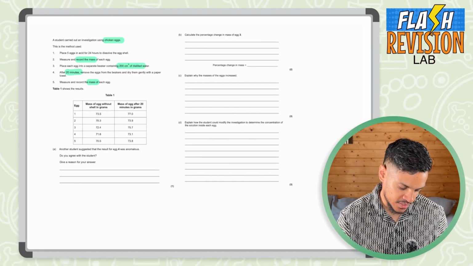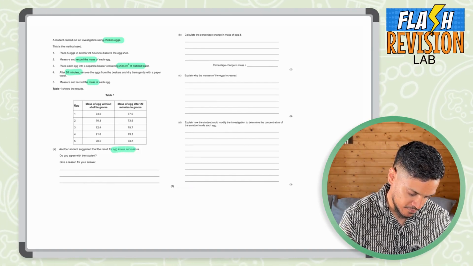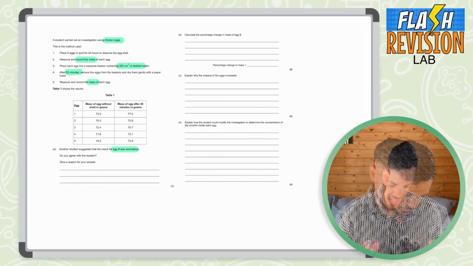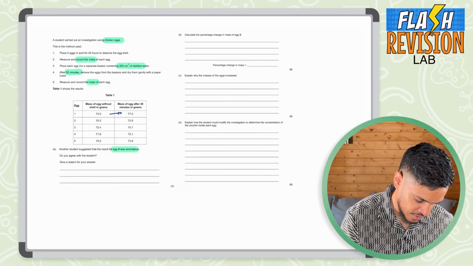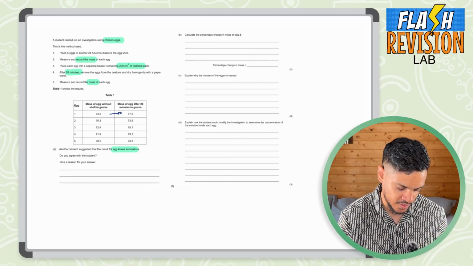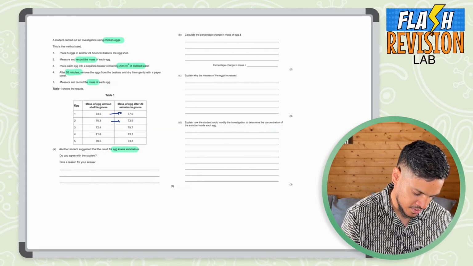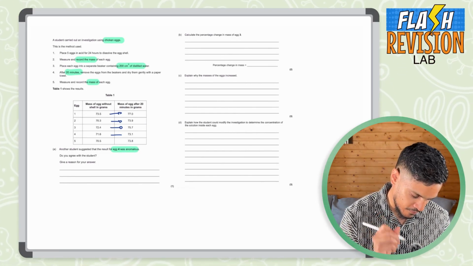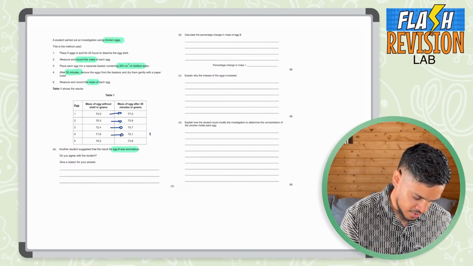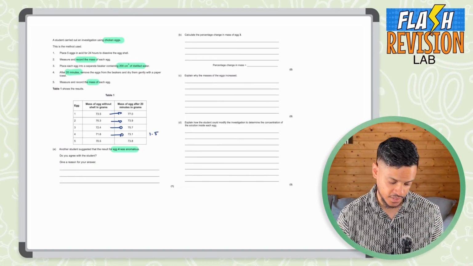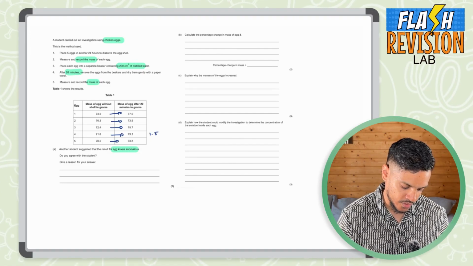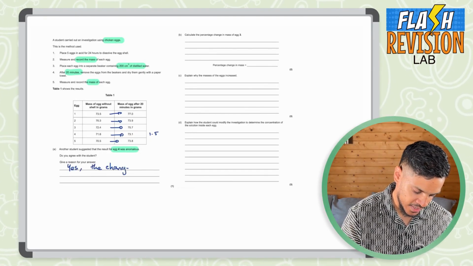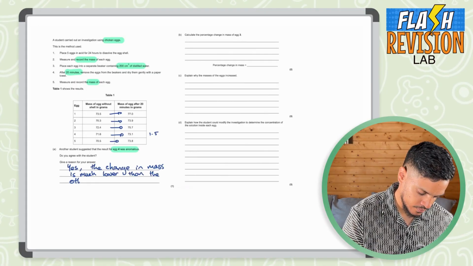So first question is, a student suggested that the results for egg 4 was anomalous. Do you agree with the student? If we look at the changes in mass here, we can see we've got around 3. So this is going from 73.5 to 77. This is around another 3. Increasing from here to here is around 3. But then if you look at number 4, it's only increasing by around 1.5. It's almost half of the other ones. Even this one is 3. So I would say it is anomalous. So yes, we can say the change in mass is much lower than the others.